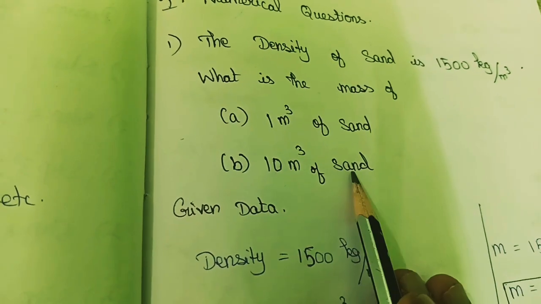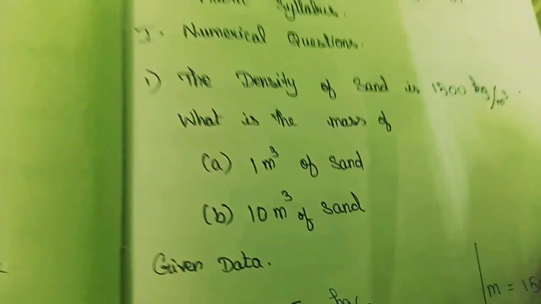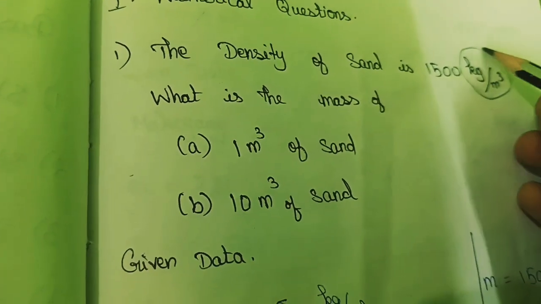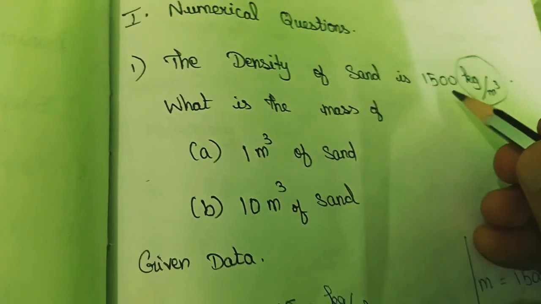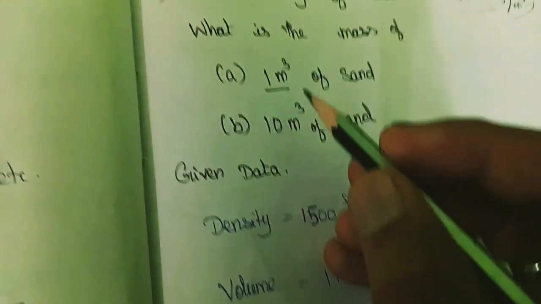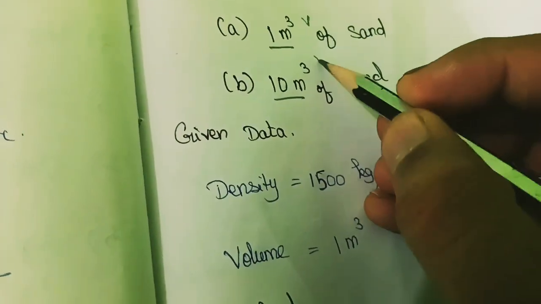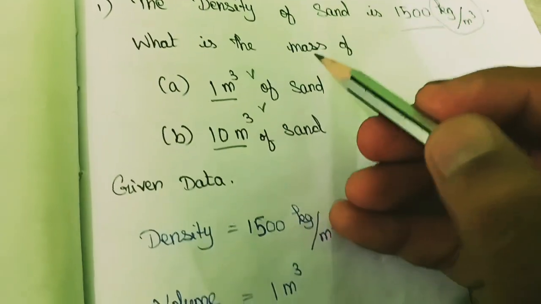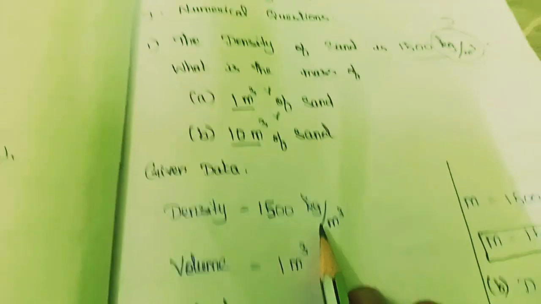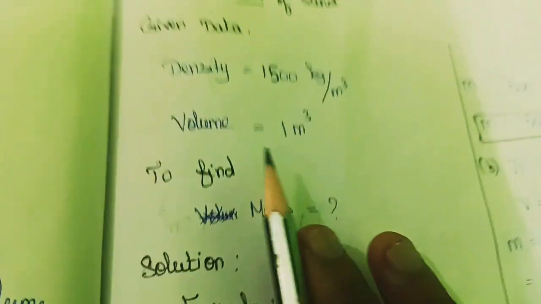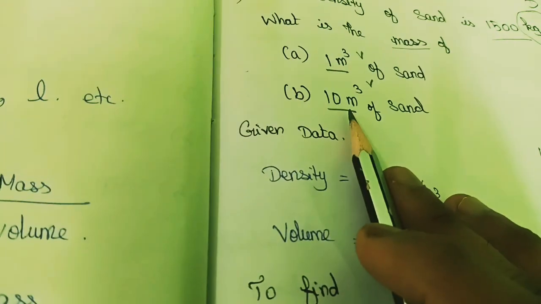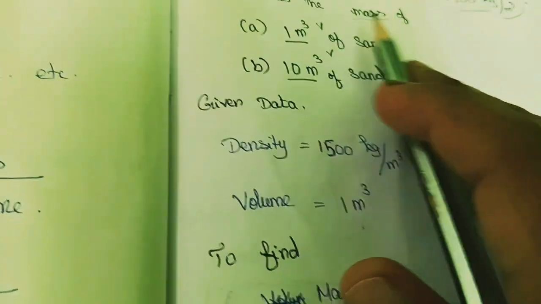B, 10 meter cube of sand. So first thing, you have to identify the given data. I have already informed that if it is kg per meter cube in the question paper, you are supposed to take it as density. And if it is meter cube, you have to consider it as volume. So two volumes are given, and we have to find the mass. Given data: density is equal to 1500 kilogram per meter cube, and volume is 1 meter cube, as well as 10 meter cube. For both we have to find the mass.